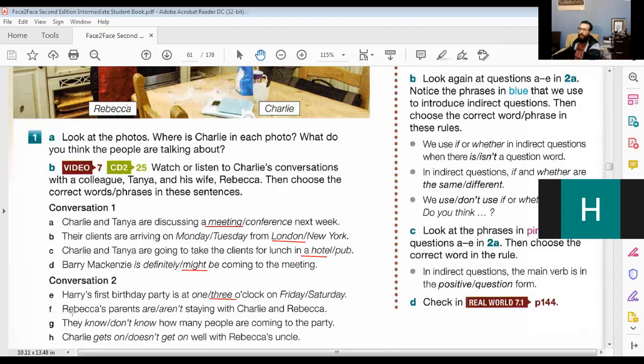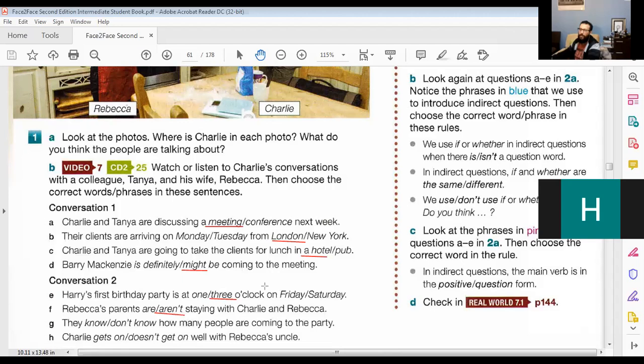Then it says Rebecca's parents are staying with Charlie and Rebecca, or Rebecca's parents aren't staying with Charlie and Rebecca. Aren't. Okay. Hajar thinks aren't. No, aren't.